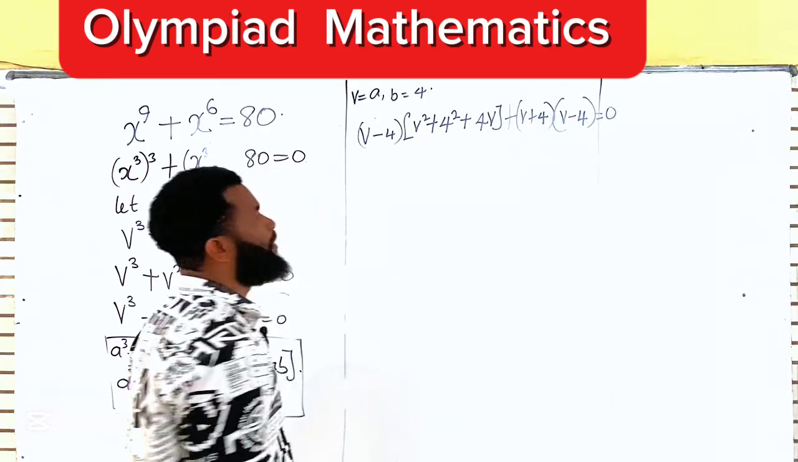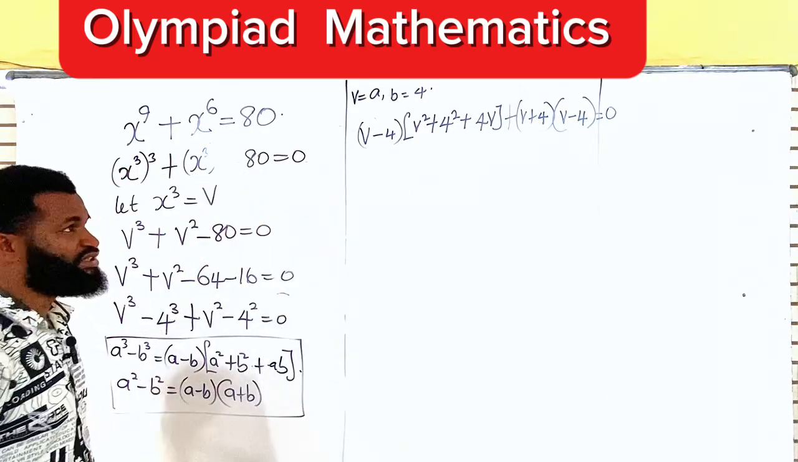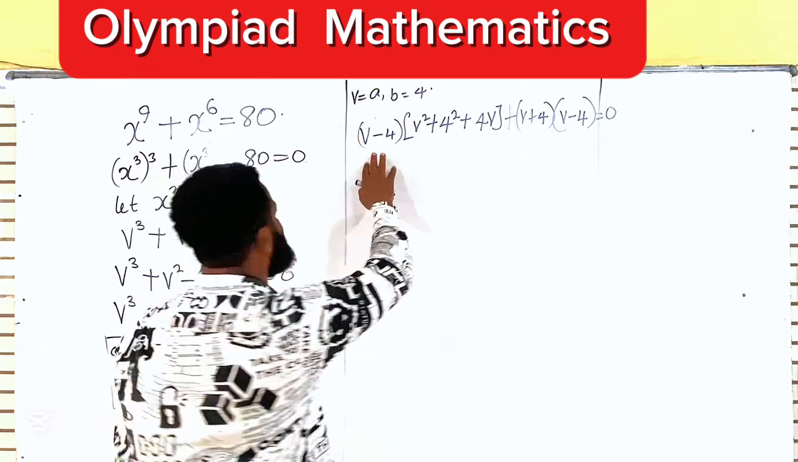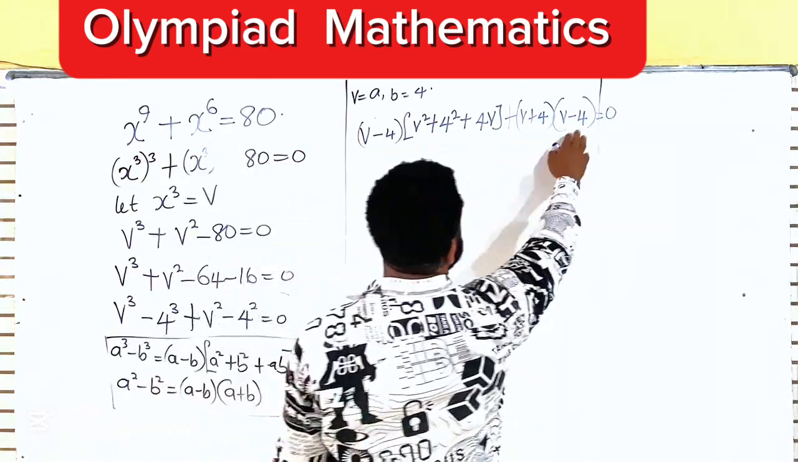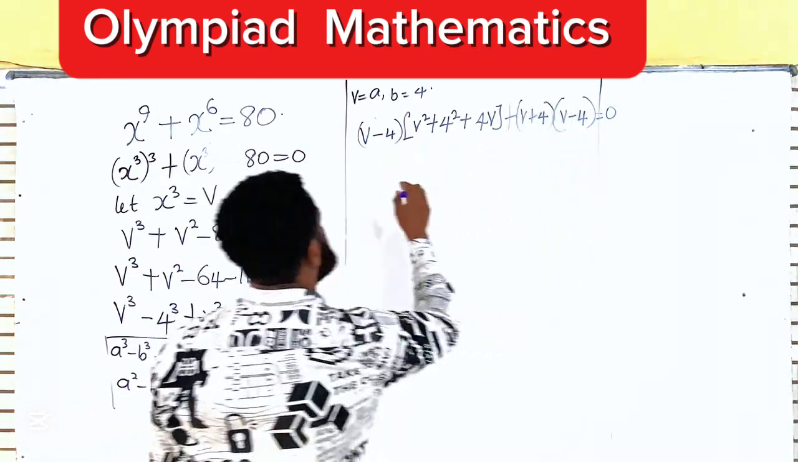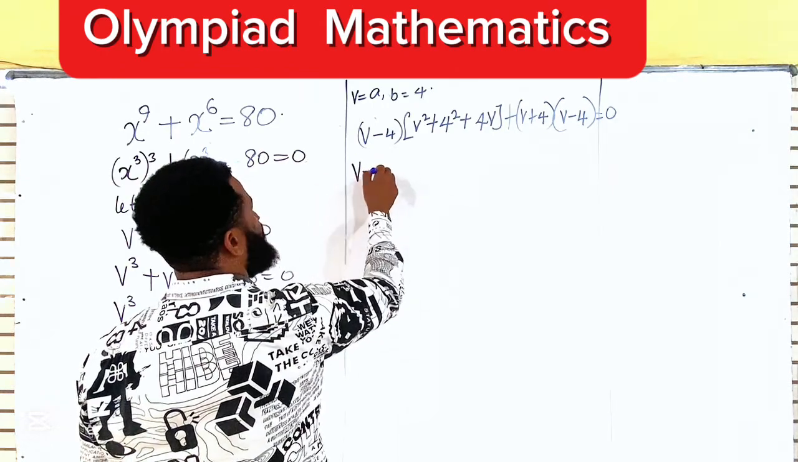All right. So let's keep going and see how it goes. Okay, if you check this, this and this are common factors. So I'm going to have v minus 4.